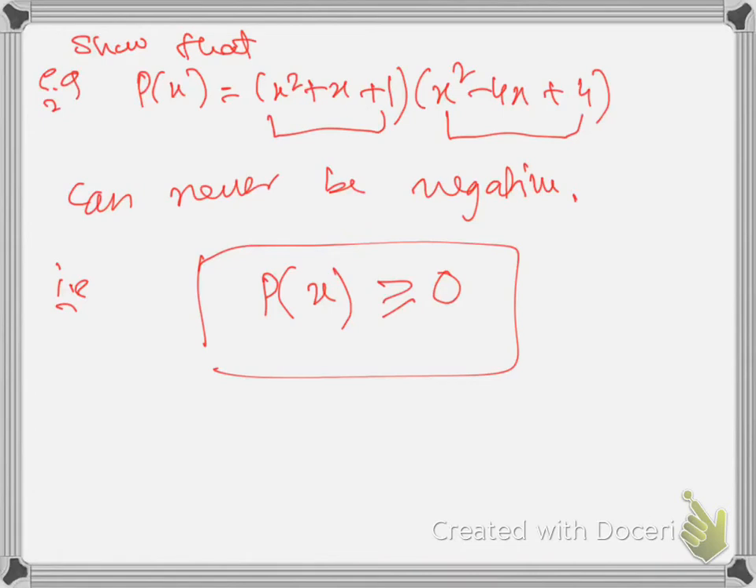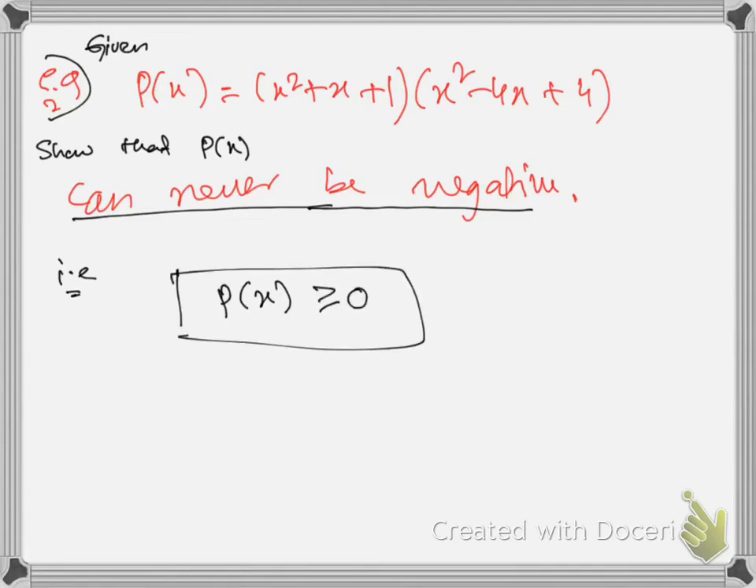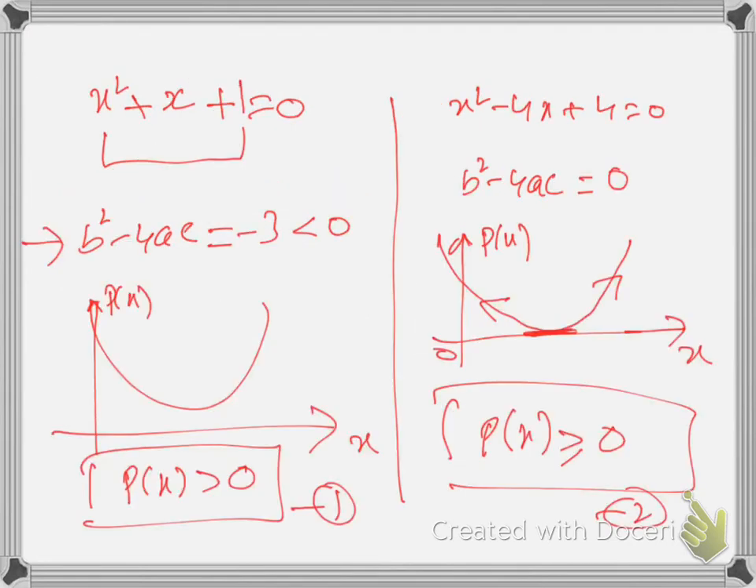Now this is the last concept of this chapter. In this concept, we have to show p of x can never be negative. This means we have to show p of x is either greater than or equal to 0. In other words, p of x can never be negative means p of x is either greater than or equal to 0. Now this is the way to prove this.